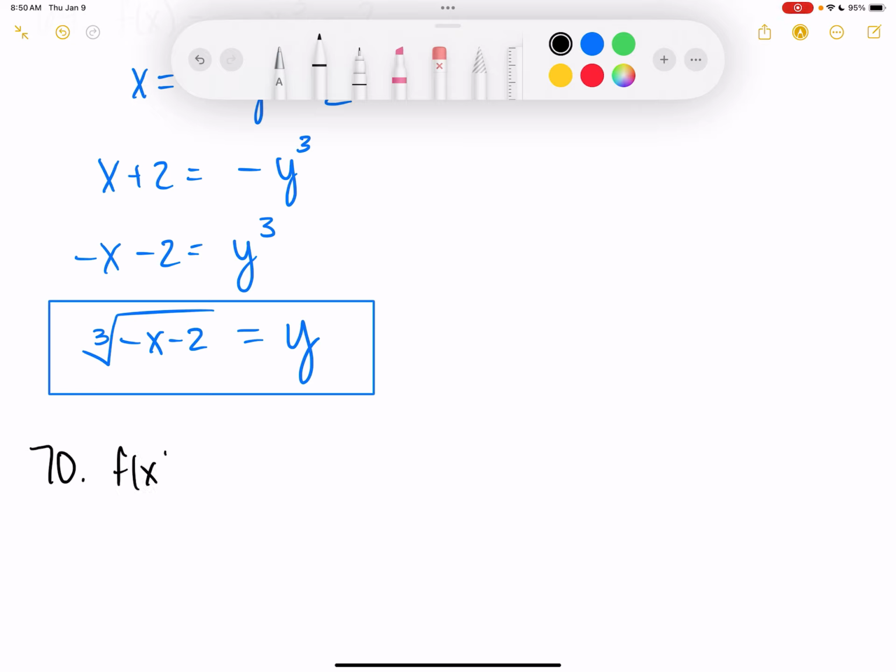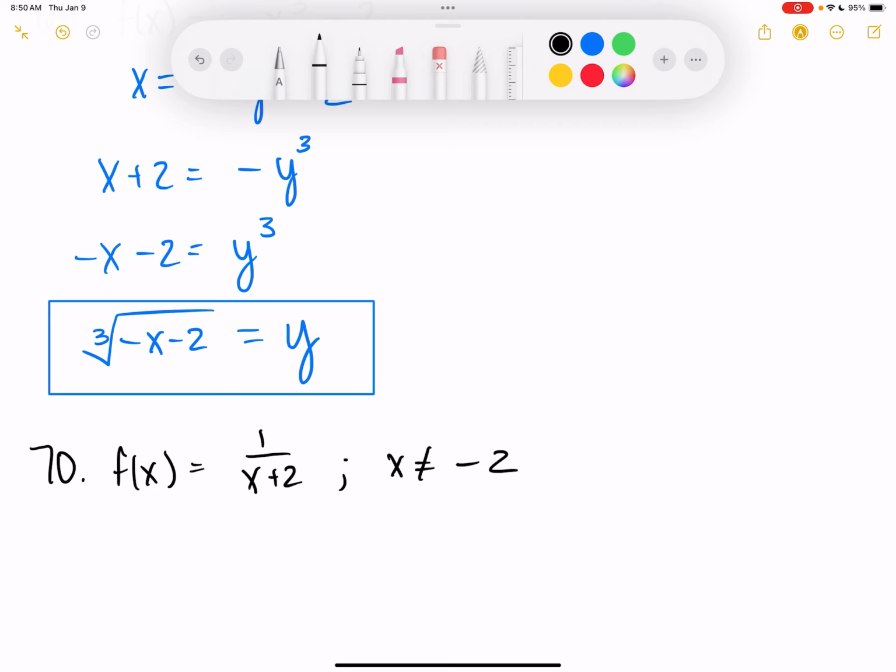F of x equals 1 over x plus 2, and they also tell us that x is not equal to negative 2. Why? Because you can't have 0 on the bottom. Yep, can't have 0 on the bottom. That would be where a vertical asymptote is. So that's why they put that caveat on there.